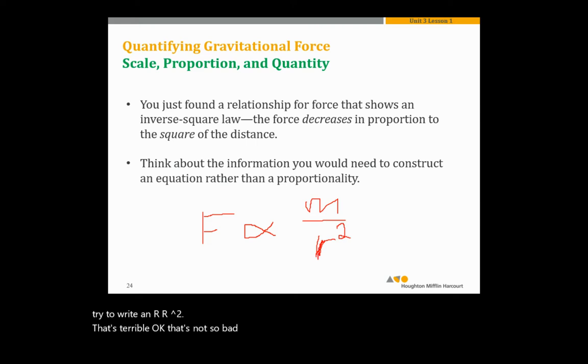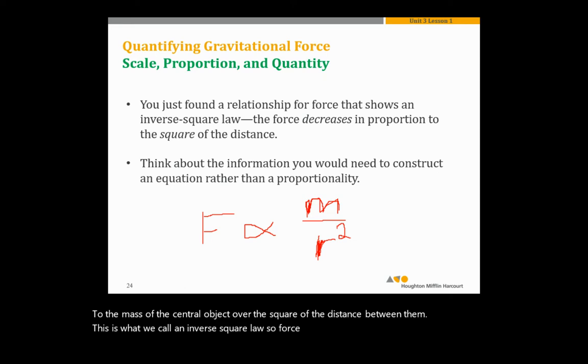So the force between the two objects is proportional to the mass of the central object over the square of the distance between them. This is what we call an inverse square law. So force decreases in proportion to the square of the distance. We have to have that square in there. That's what makes this an inverse square law.